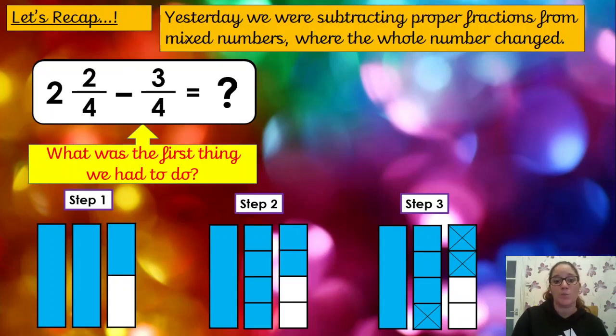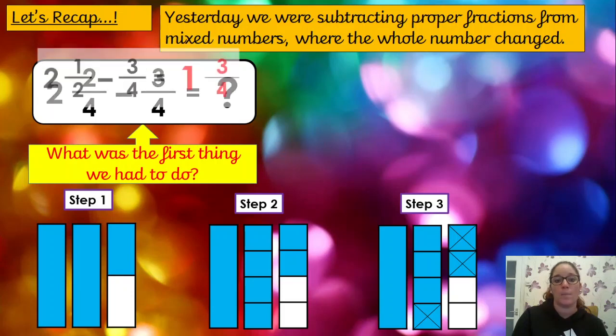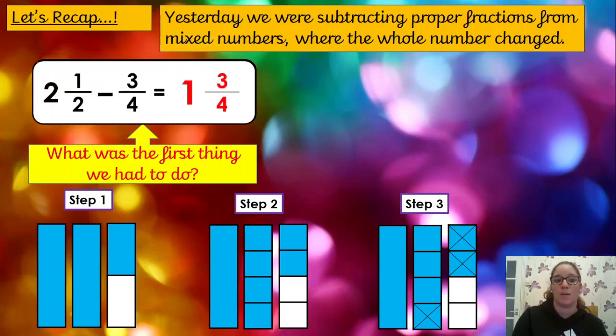How many wholes have we got left? We've got 1 whole. This isn't a whole because there's not one here. How many of this part are left? We've got 3 shaded parts. So we've got 1 whole and 3 shaded parts. Our denominator stays the same.